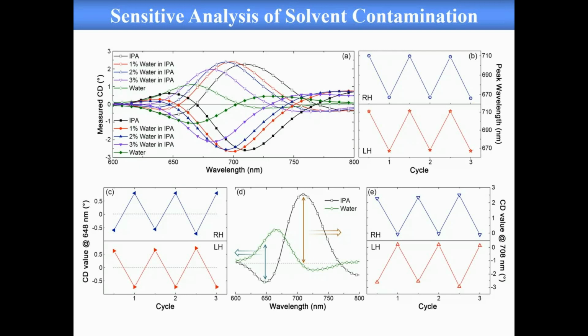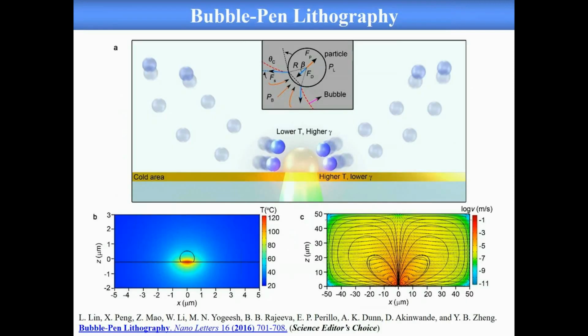What happens a little bit in the middle stage? A bubble is created. Why? Because now the water becomes vaporized. So this introduced another technique, where we take advantage of the bubble generation. We call it bubble pen lithography, which Lincoln discovered in 2016.